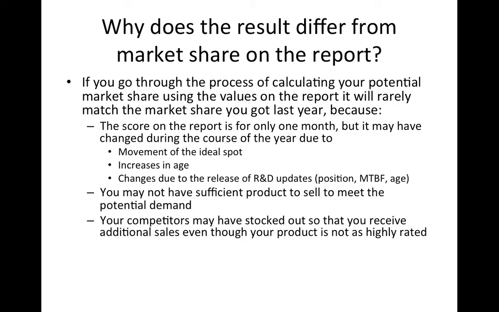Now your price doesn't change, your MTBF doesn't change. That's all set at the beginning of the year. Your age does change; it increases throughout, and of course, if you release R&D, that cuts the age in half, and you start again. So those two things, your position and the age of your product, actually change from month to month. At the same time, the ideal spot changes from month to month, and so there's enough dynamic in there that it is technically impossible that your product would be in the perfect position for 12 months in a row.